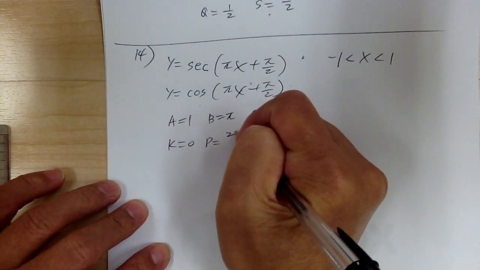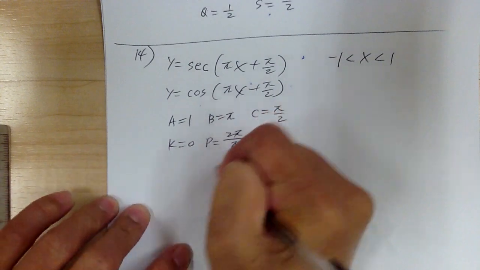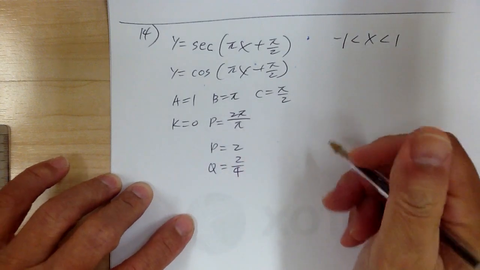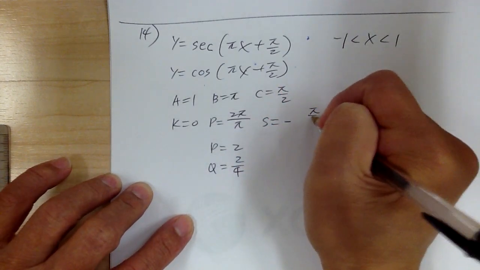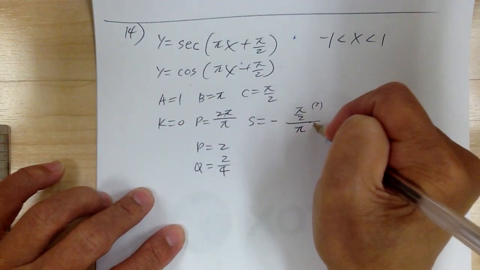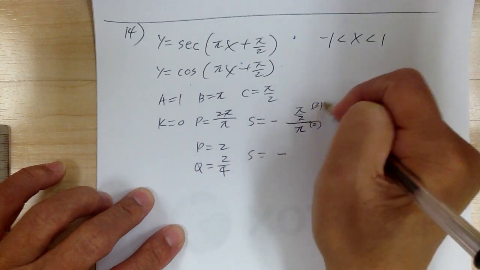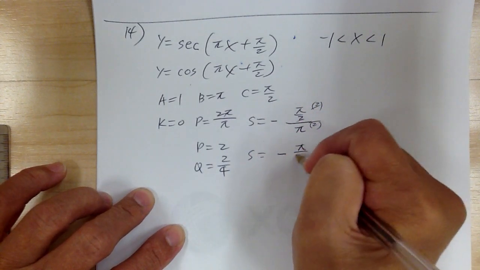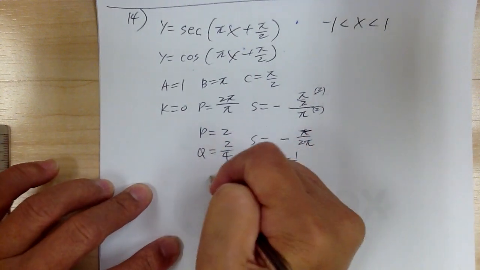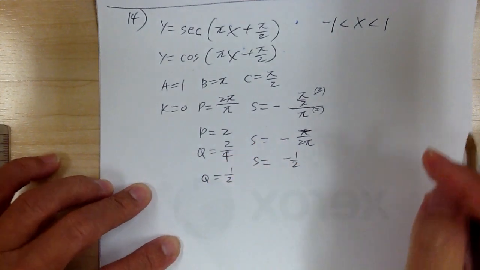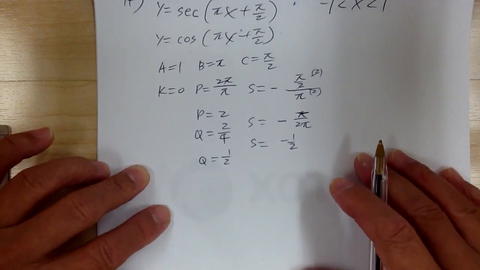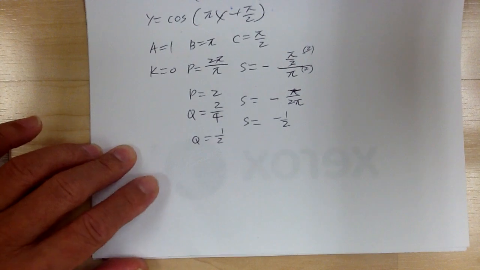The period equal to 2 pi over b, so the period equals 2, and q equal to 2 over 4. And now s equal to negative c over b, and multiply by 2, multiply by 2. So s equal to negative pi over 2 pi. So s equal to -1 over 2. So you simplify the q to match up your denominator. Okay, so now let's go and graph number 14.